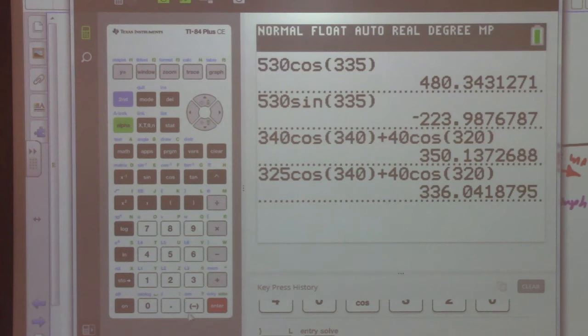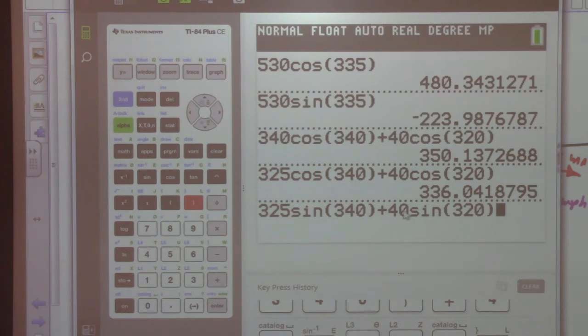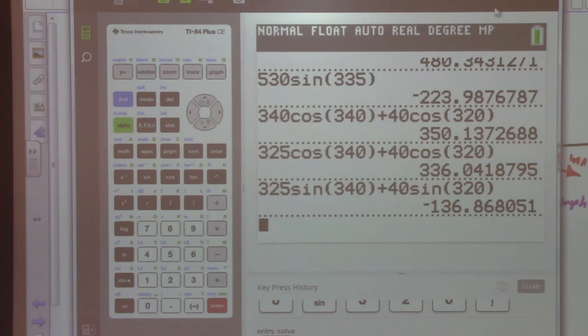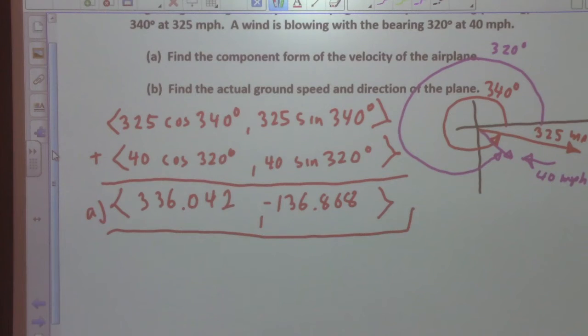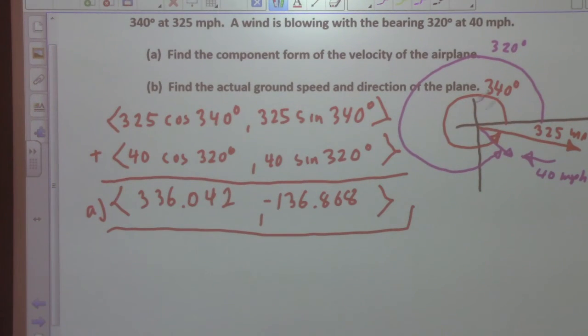And then we have the next one, 325 sine 340 degrees, plus 40 sine 320 degrees. And that should be right. Wait a second. Yeah, that's right. So we get negative 136.868. So this is going to be our answer to part A, which is the component form of velocity of the airplane. Does that make sense? Okay. And really you can see that the vector is going to be kind of in the same direction. You're going out this way and so forth. Okay. Next, find the actual ground speed and direction of the airplane.